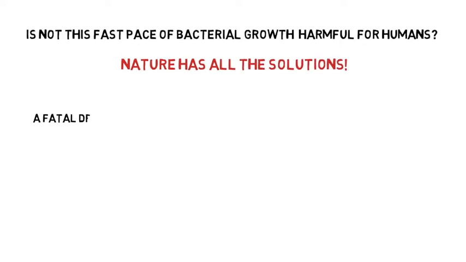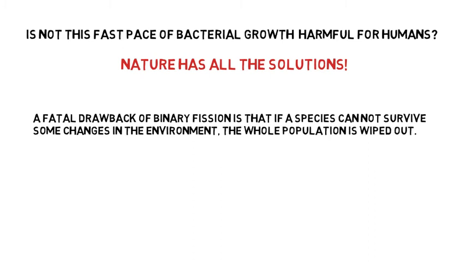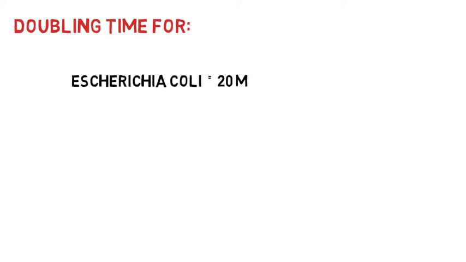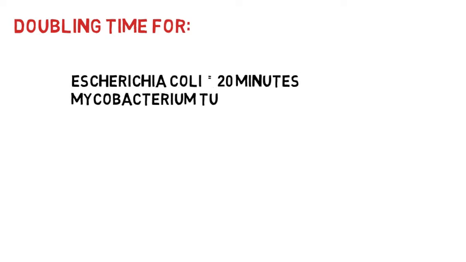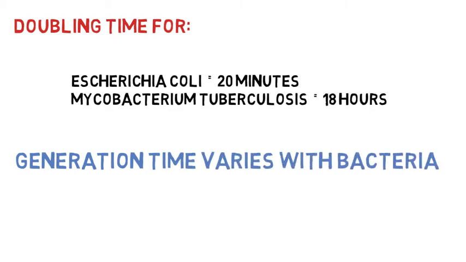Now, we all are thinking, isn't it so harmful for humans that bacteria divide at such a fast pace? Well, nature has all the solutions. The fatal drawback of binary fission is that if a species cannot survive some changes in the environment, the whole population is wiped out. The doubling time of Escherichia coli is 20 minutes, and for Mycobacterium tuberculosis, it's about 18 hours. So, this generation time varies with bacteria.